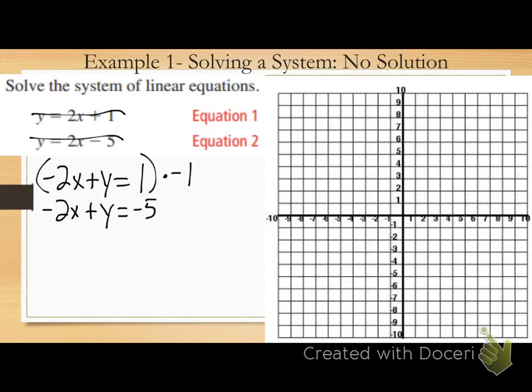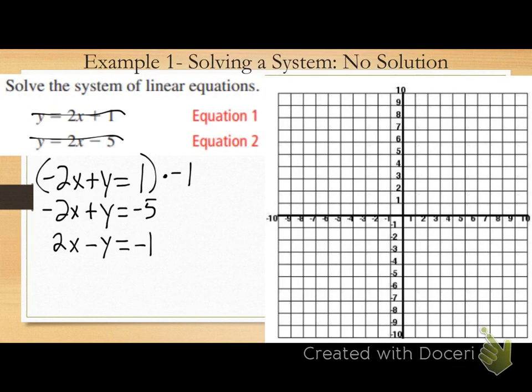Let's multiply the top by negative 1. It's going to change all my signs. If it's a negative, it becomes a positive. Positive becomes a negative. So negative 2x becomes 2x. Positive y becomes negative y. Positive 1 becomes negative 1.